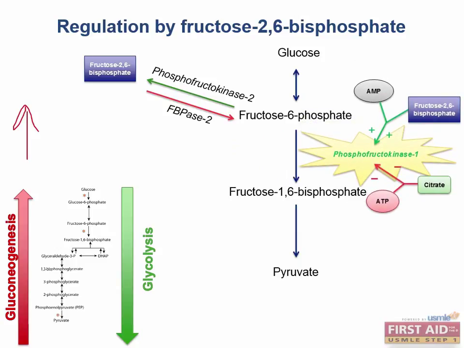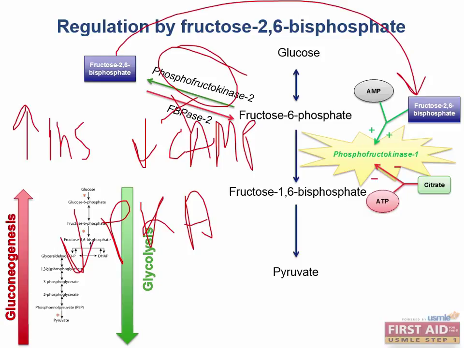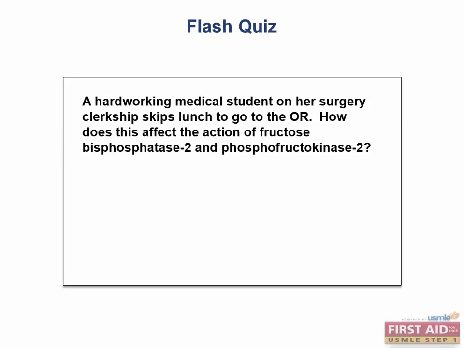In the fed state, high insulin levels decrease the amount of cyclic AMP, and therefore decrease protein kinase A activity. The enzyme fructose bisphosphatase 2 will be dephosphorylated, which means that only phosphofructokinase 2 will be active. The body will start to convert fructose 6-phosphate into fructose 2,6-bisphosphate, which activates the forward reaction by phosphofructokinase 1, which allows glycolysis to proceed. Just remember, the molecule fructose 2,6-bisphosphate is made to regulate the steps of glycolysis. Keep in mind that phosphofructokinase 1 is the rate-limiting step in glycolysis, and therefore it's important to regulate this enzyme more than the others. Okay, flash quiz time.